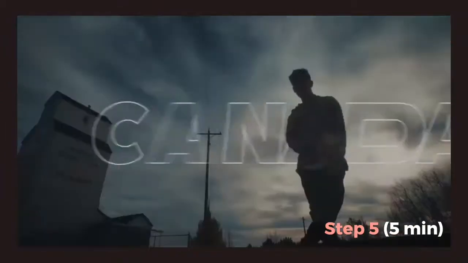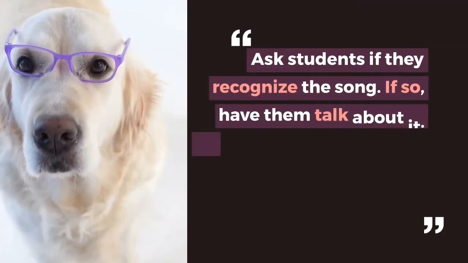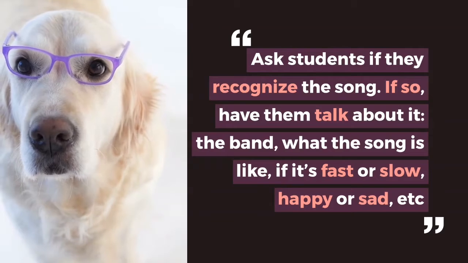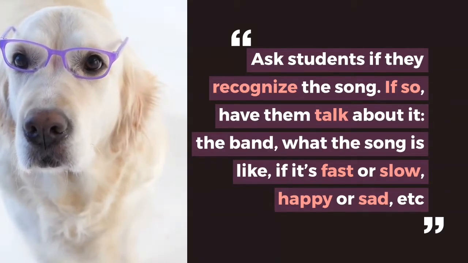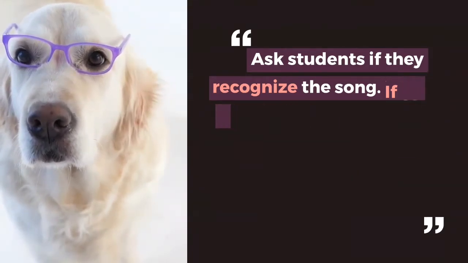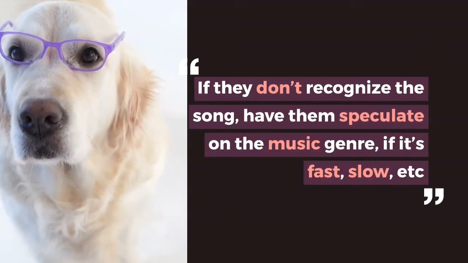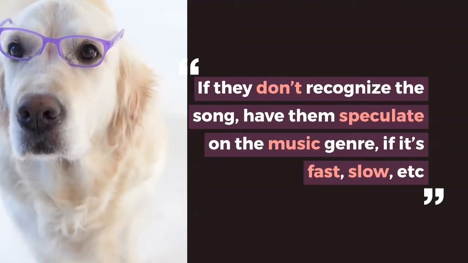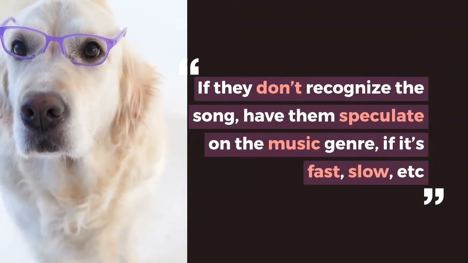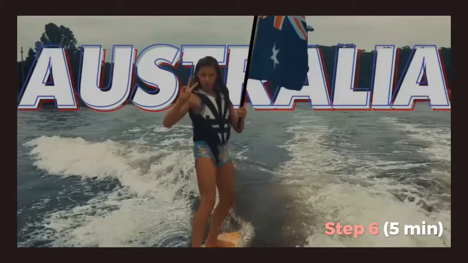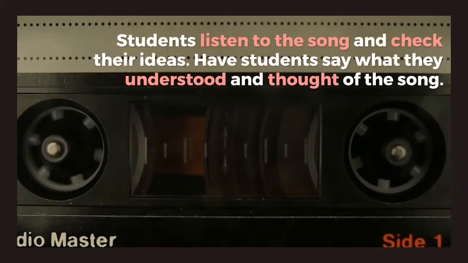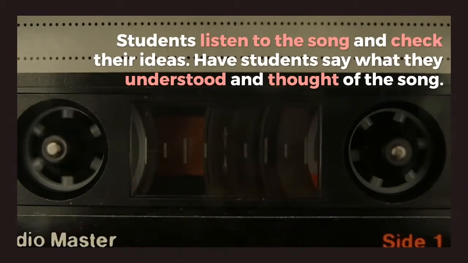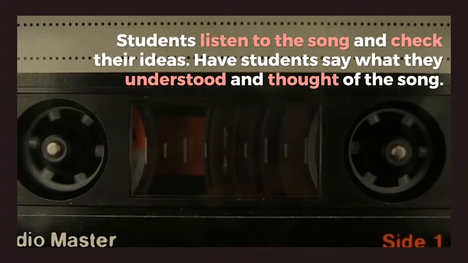Step 5, 5 minutes. Ask students if they recognize the song. Have them talk about it, the band, what the song is like, if it's fast or slow, happy or sad, etc. If they don't recognize the song, have them speculate about it, if it's fast, slow, etc. Step 6, 5 minutes. Students listen to the song and check their ideas. Have students say what they understood and thought of the song.